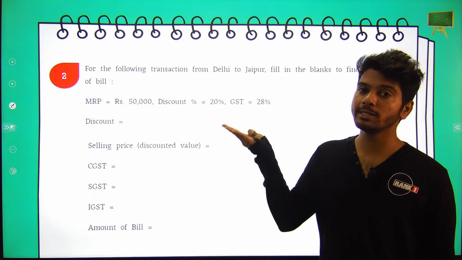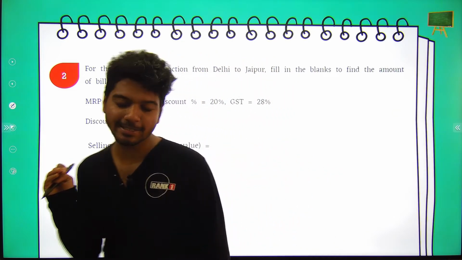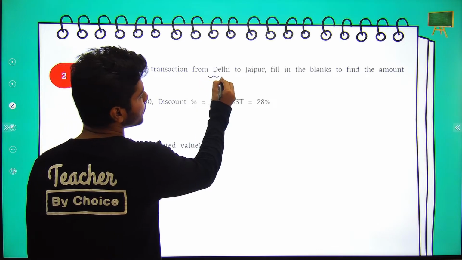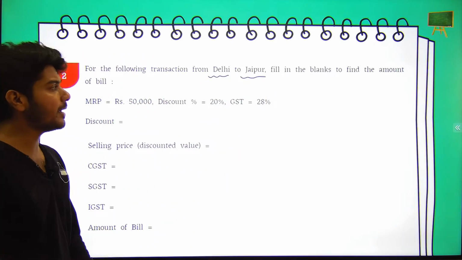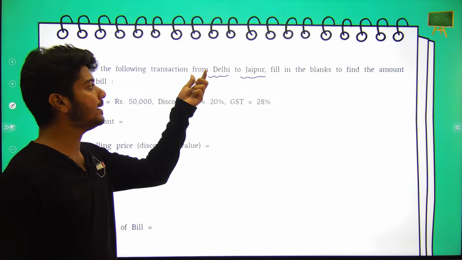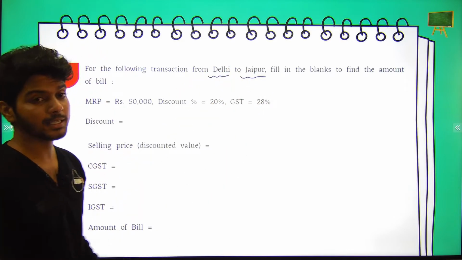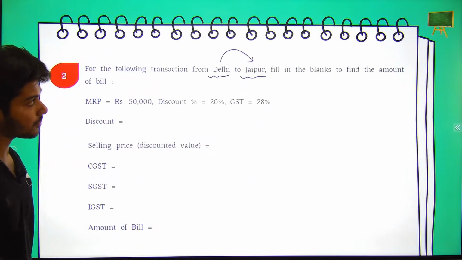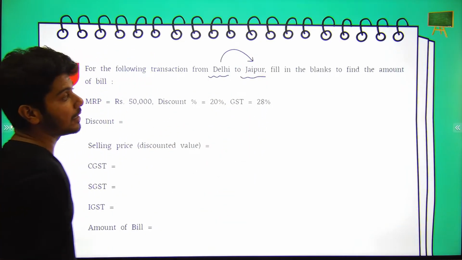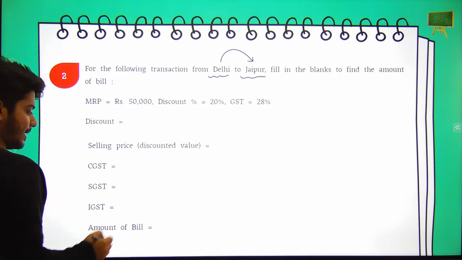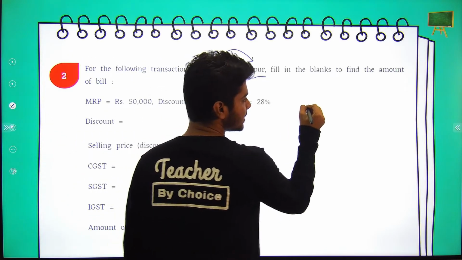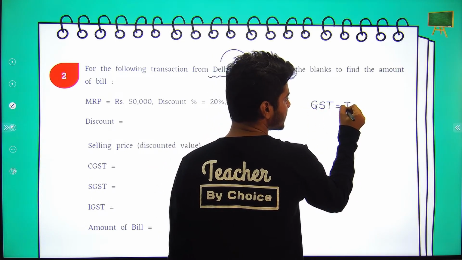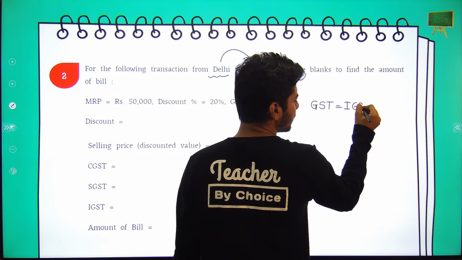Now let's move on to the second sum. What is given in the second sum? Let's read it. For the following transaction from Delhi to Jaipur. Now here is one hint. What is that hint? Delhi to Jaipur. So here there is a state change. Delhi se Jaipur. So the goods are traveling from one place to another. In that case GST would be equal to IGST. What is the meaning of that?